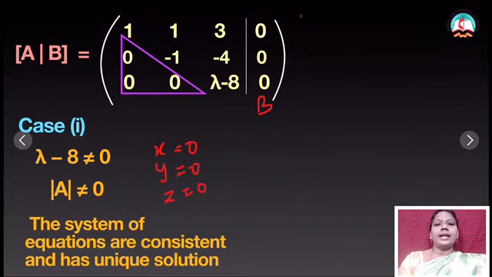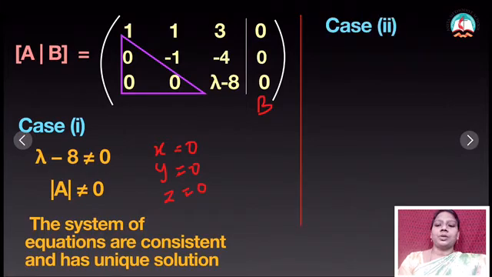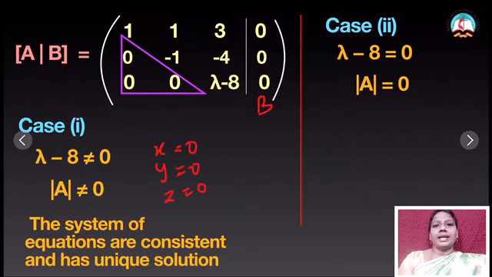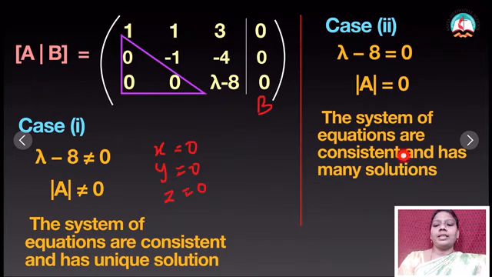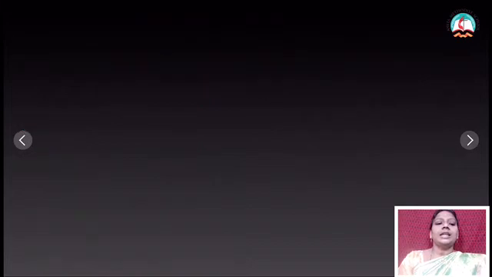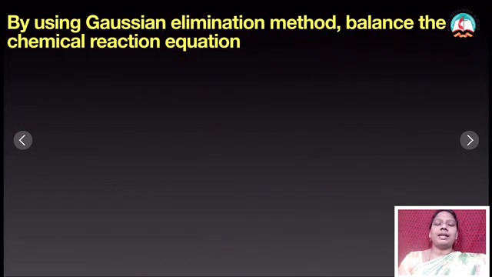Okay. Now we took lambda minus 8 not equal to 0. Here we proceeded with not equal to; here we are taking it as equal to. If this is equal to 0, then one entire row of A will be equal to 0. Therefore, the determinant of A is equal to 0. If the determinant of A is equal to 0, we can get a non-trivial solution. Therefore the system of equations is consistent and has many solutions. That means a non-trivial solution.